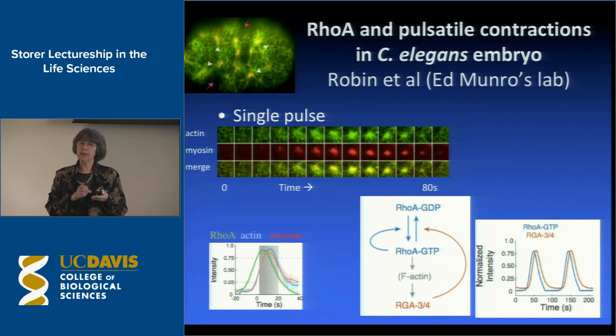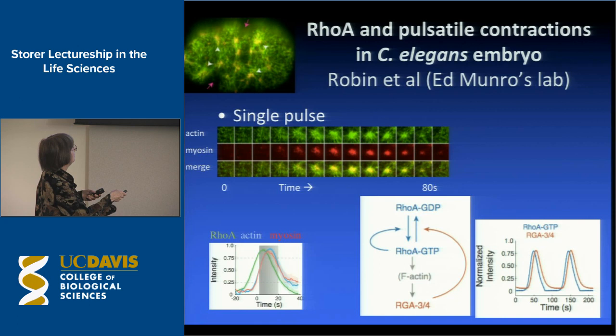And he's put together this sort of a caricature. This part right here is precisely the type of little module that we've studied. Then the F-actin is assembled by Rho. It recruits RGA-3/4, which is a GAP which turns off the Rho GTP. And you see that there are cycles. All of a sudden, you're able to understand why these things become contractile.